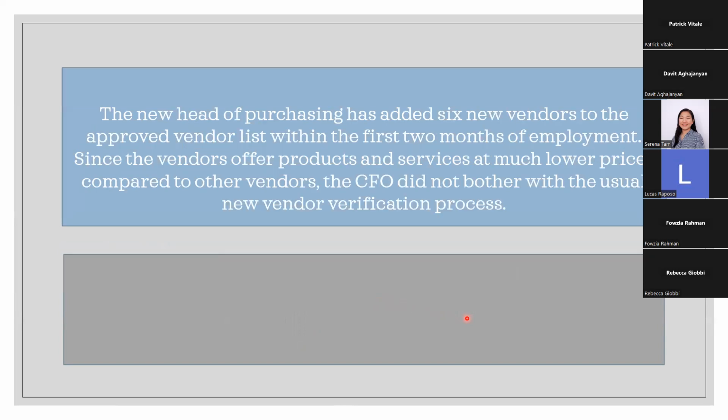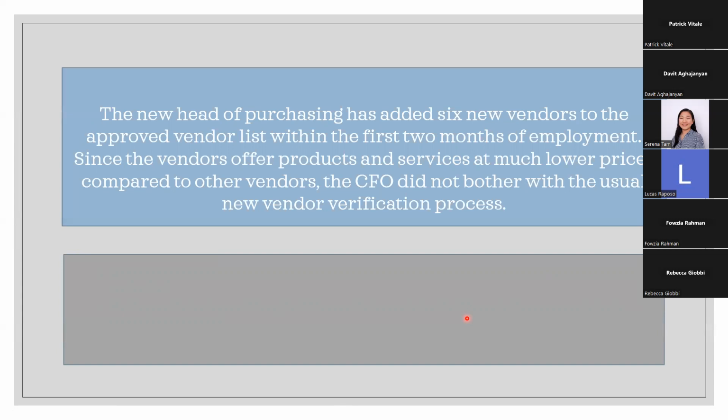The new head of purchasing has added 6 new vendors to the approved vendor list within the first 2 months of employment, since the vendors offer products and services at much lower prices compared to other vendors. The CFO did not bother with the usual new vendor verification process. Is this pervasive? Yes, pervasive. Thank you, Christina.